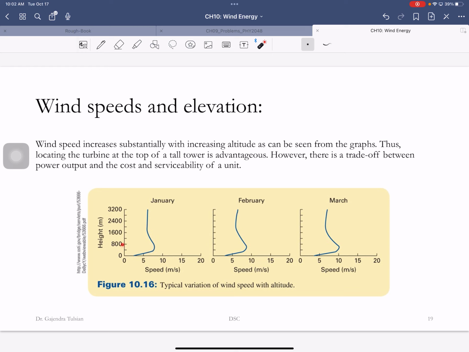800 meters is roughly how high those Embry-Riddle planes are when they fly in a pattern to come into land. 800 meters is 2,500 feet. So you see wind speed increases with height. So what you want is your windmill to be as high as possible.